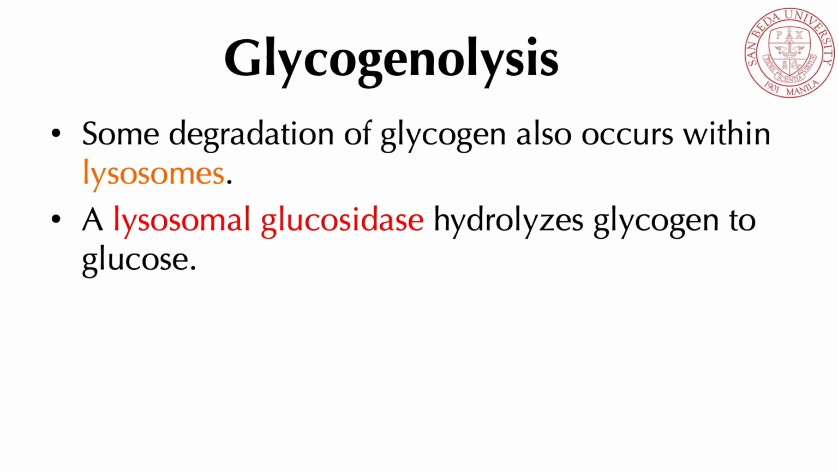And finally, some amount of glycogenolysis also occurs within the lysosomes of cells. This occurs when small glycogen particles become surrounded by membranes that then fuse with the lysosomal membranes. A lysosomal glucosidase is the one responsible for hydrolyzing this engulfed glycogen to glucose.